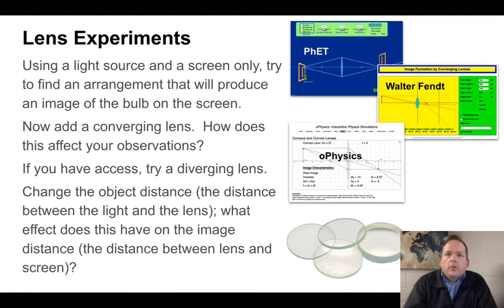I'm going to walk through some of these pieces of the experiment here with you. And then encourage you to use one of the three simulators that are linked here to play around with it. They're all fairly similar to each other. The PhET one uses Flash, so if that's a concern on your computer or you don't have Flash installed, you might want to choose the Walter Fendt or the O-Physics one. But they can all be manipulated in very similar ways and used to answer the question here at the bottom. But let's go in order.